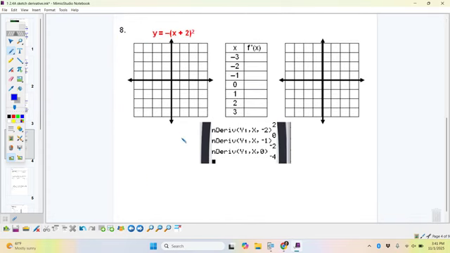Let's graph -x plus 2 squared. I'm going to use transformations. You use your calculator if you want. Follow along with me with transformations. This goes left 2, reflected with the negative in the front, and it's a parabola.